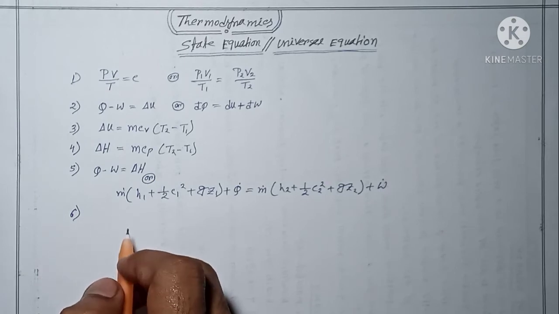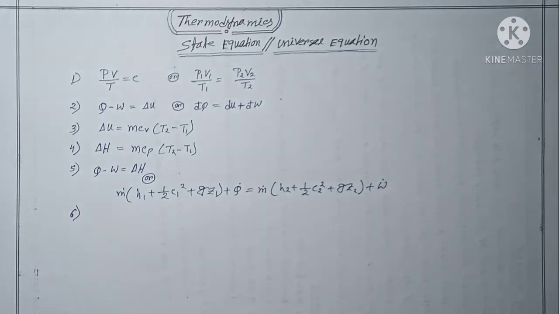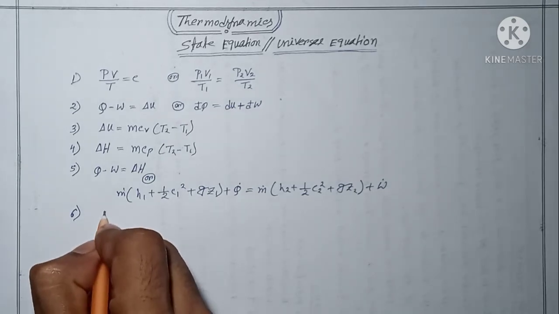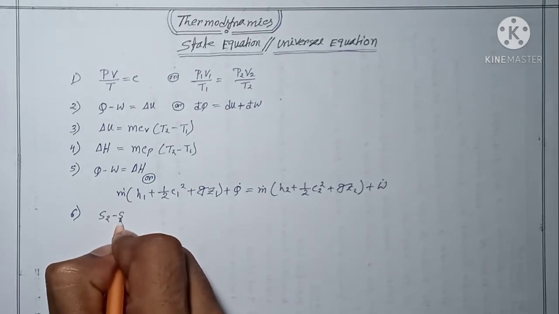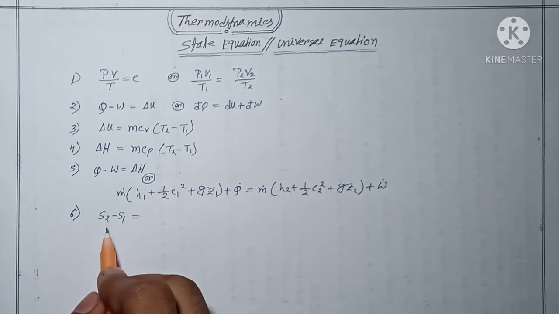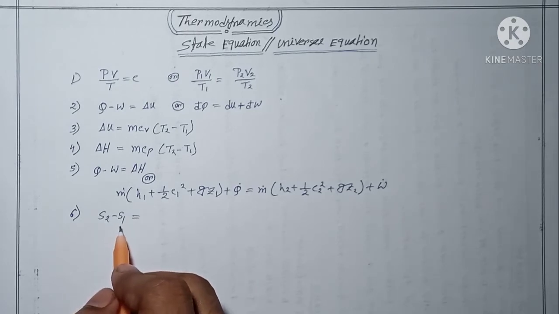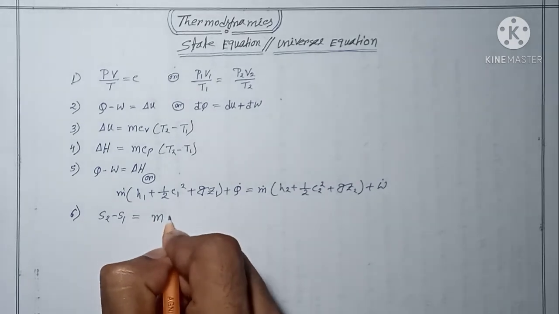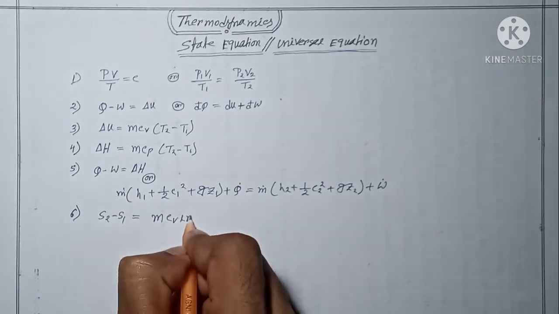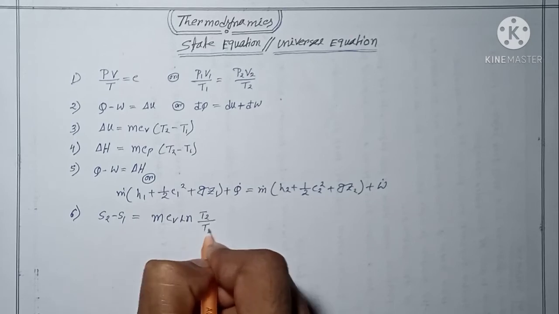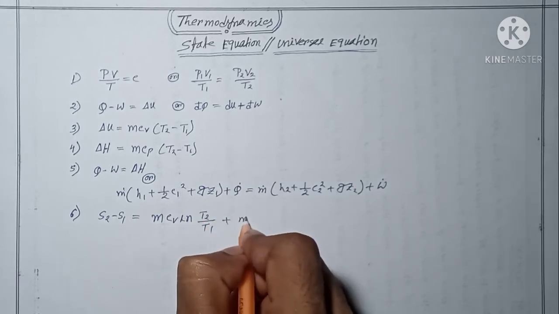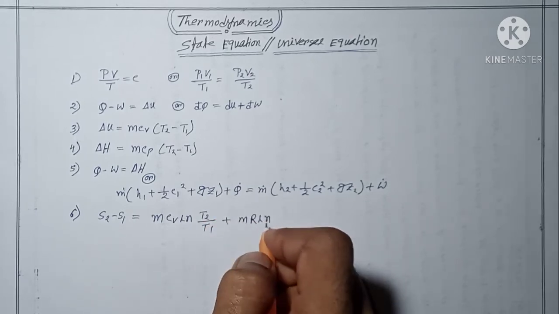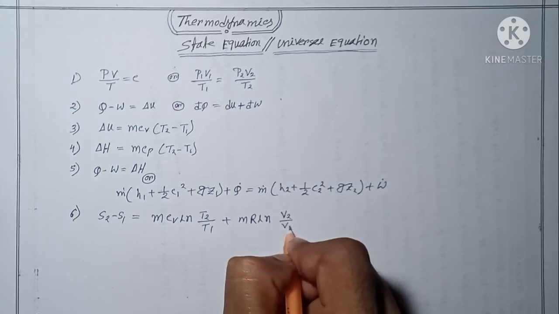And the last one, equation number 6, with the help of which we can find out the entropy change. So first one is S2 minus S1. This S2 minus S1 means the entropy at point 2 or section 2, and the entropy at section 1. So S2 minus S1 basically represents the change in entropy, which is equal to m Cv ln T2 by T1 plus m R ln V2 by V1.